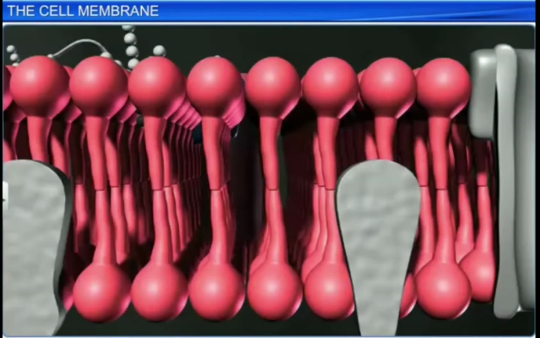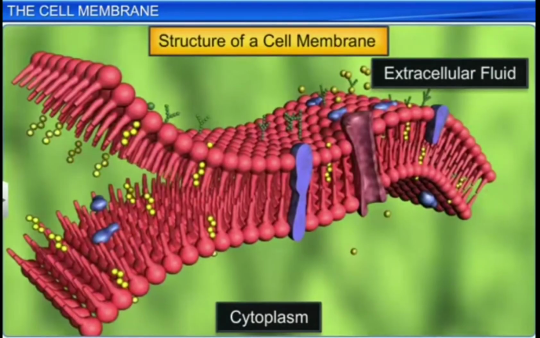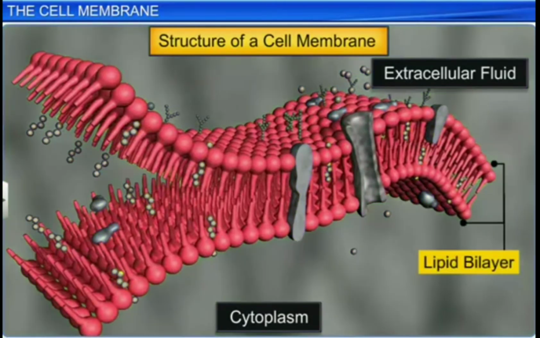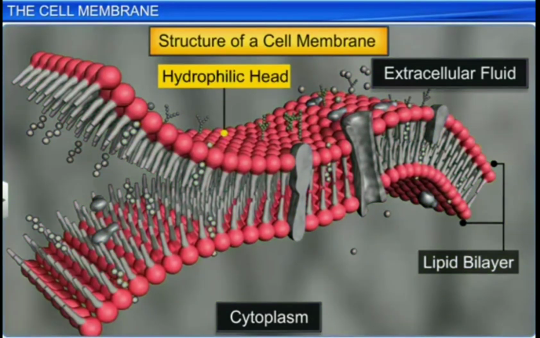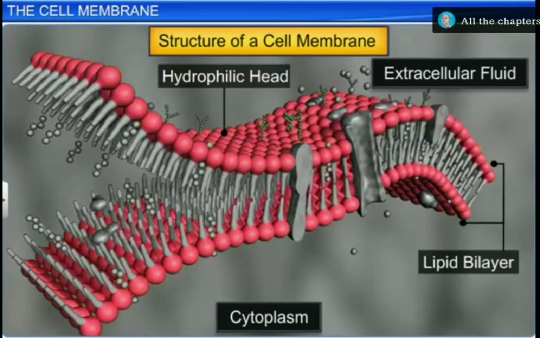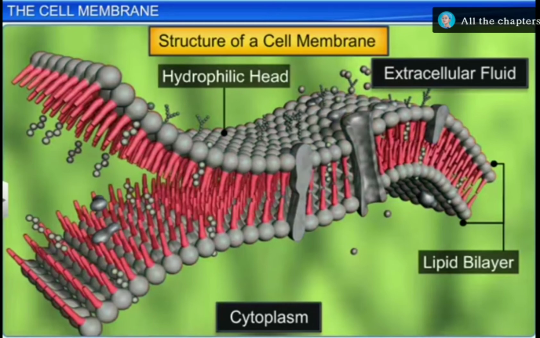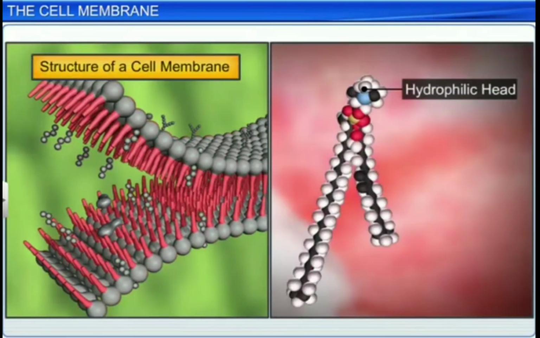Before the advent of the electron microscope, scientists conducted chemical studies on the cell membrane and deduced that it is composed of lipids that mainly consist of phosphoglycerides. These lipids are arranged in a bilayer with the polar hydrophilic head of both layers pointing outward towards the aqueous environment, and the nonpolar hydrophobic tail made of saturated hydrocarbons pointing inward.